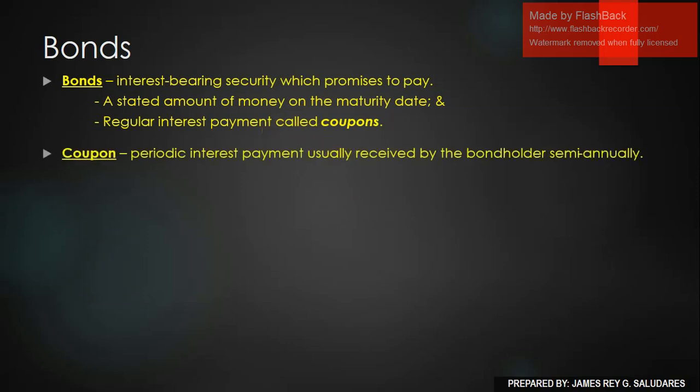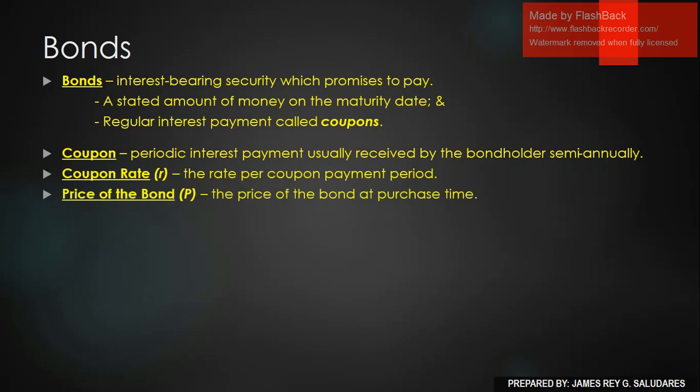So what is a coupon? This is a periodic interest payment usually received by the bondholders semi-annually. Not necessarily semi-annually, but in the majority, a coupon is always semi-annual. So what is a coupon rate? This is the rate per coupon payment period, always in the form of percent.